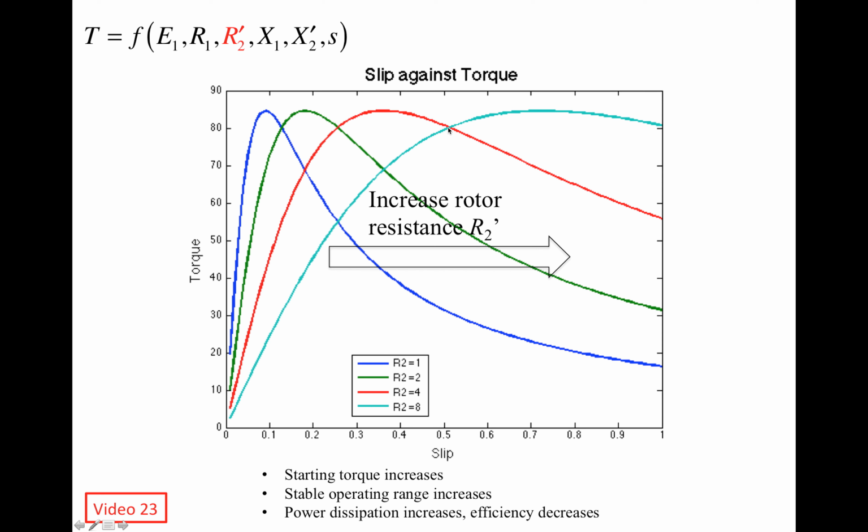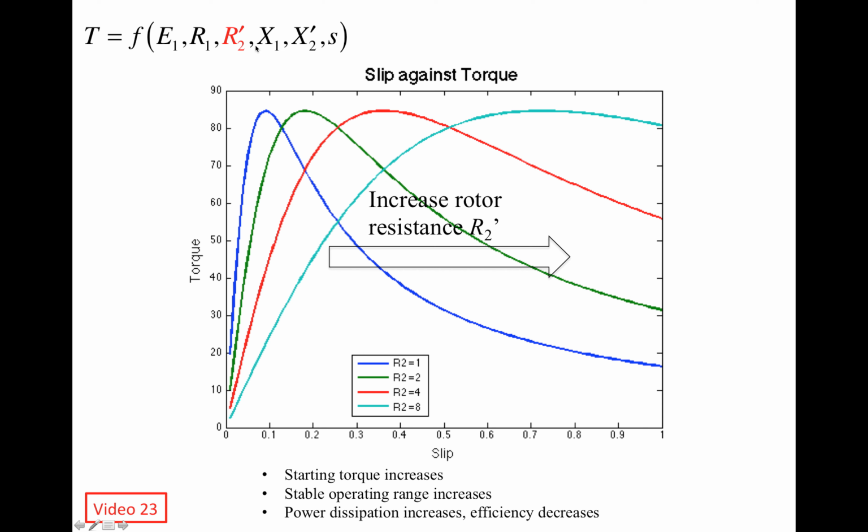What's the effect of connecting an external resistance Rx to the rotor side? The effect of connecting an external resistance Rx is equivalent to increasing R2 prime. It's an equivalent effect. So as we increase the external resistance Rx, we are basically just shifting the torque slip curve to the right.